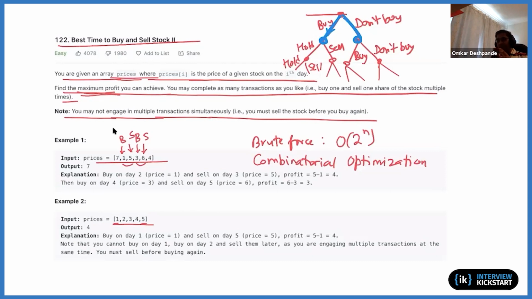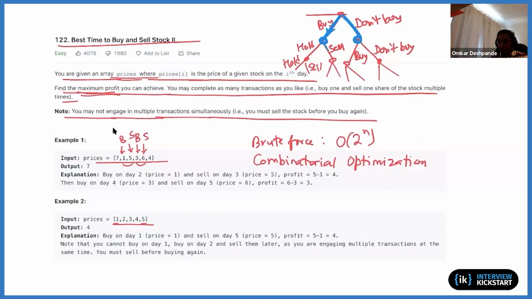So for that decision also, I could look at the price on the next day. Is the price the next day going to be more or less than the price today? If it's going to be more, I will hold. If it's going to be less, I will sell. If it's equal, it doesn't matter. But again, I pick one of these two paths to go down.